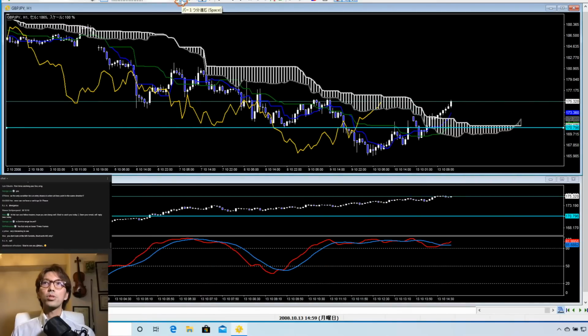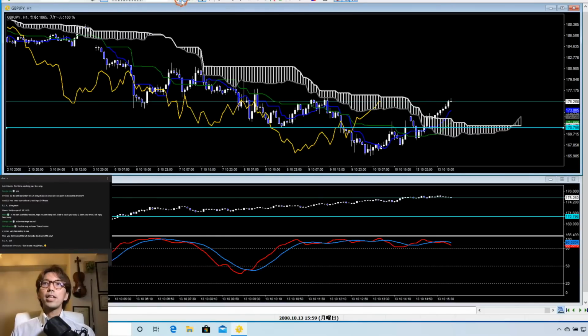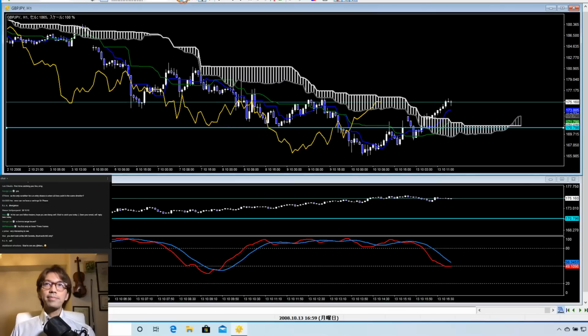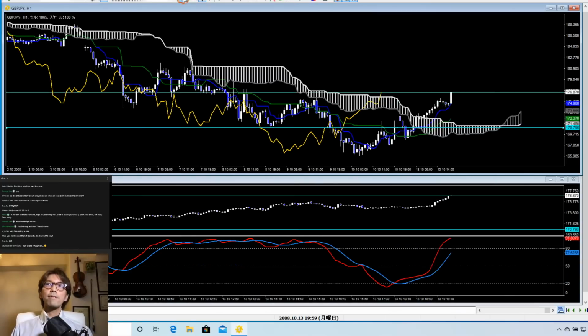Okay, now there's a Kumo twist, but the Kumo is still too young and too short, so I will just wait for the Kumo to be formed a little bit bigger and longer now. All right. So it's flat. Okay, now I see the trend, right? After the breakout of the Kumo here, I see the Kumo is sloping up.